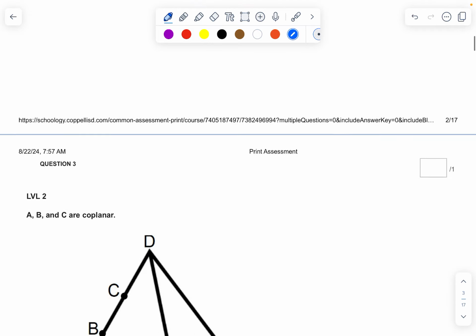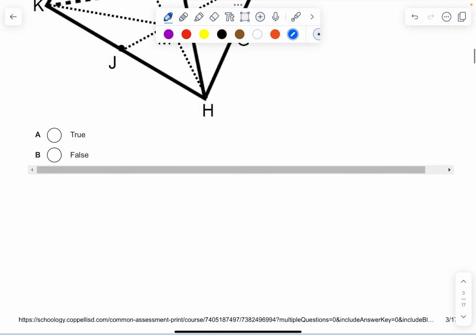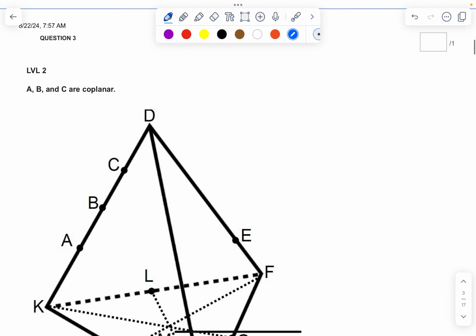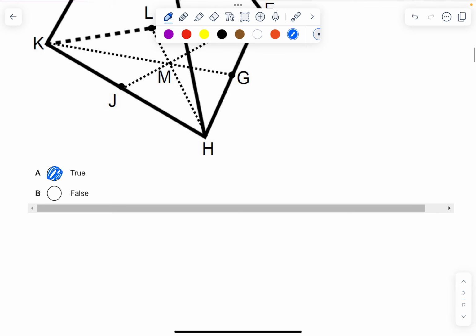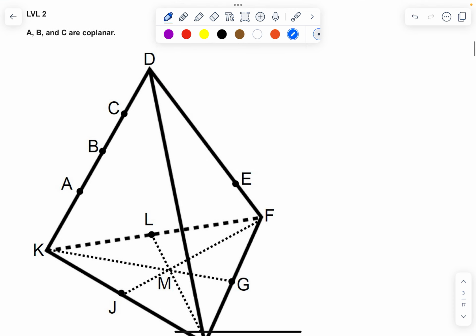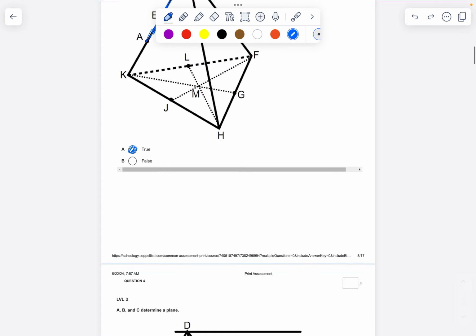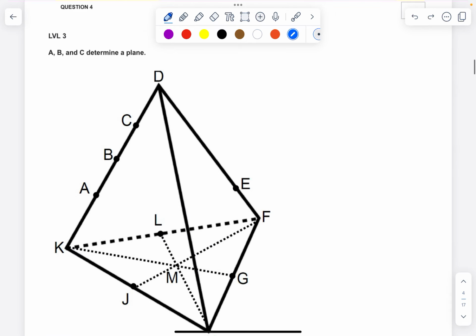Perfect. Next question is a true or false. A, B, and C are coplanar. True. I didn't even look at the picture. Don't need a picture. 3 points are always coplanar, but A, B, and C are on a line, so they actually are hit by infinite planes. In this picture alone, they're on the left side and on the back side. So in this picture alone, there's 2 planes that hit them, but infinite planes hit them.